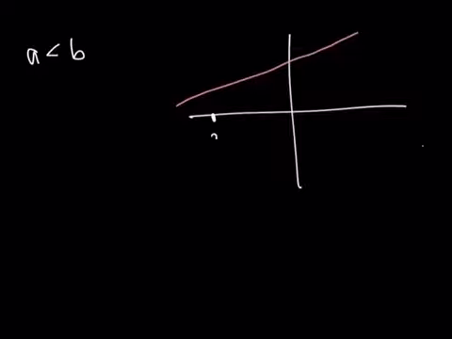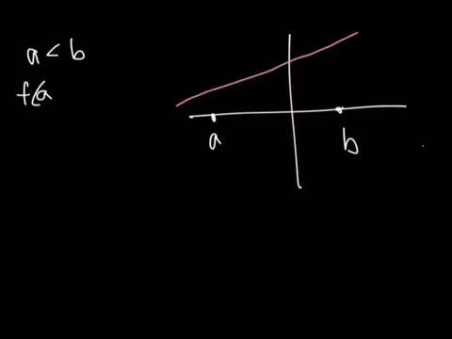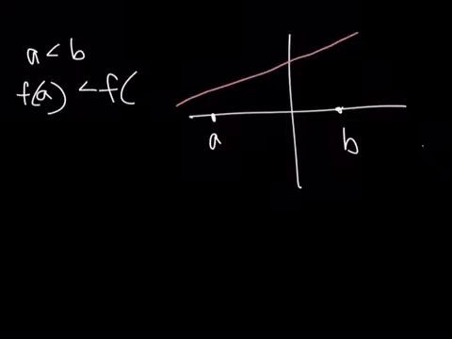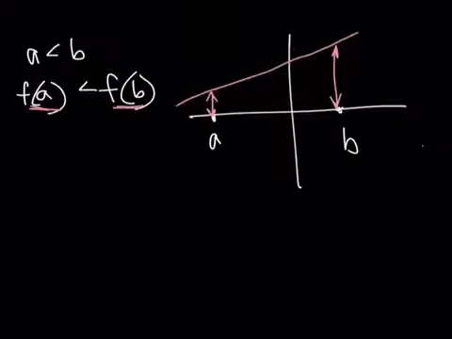So let's call this a, and we'll call that b. What also is happening is the function of a, the y value of a, is also smaller than the y value of b. So notice the distance here is smaller than the distance here. The function of a is smaller than the function of b. Okay, so that's an increasing function.